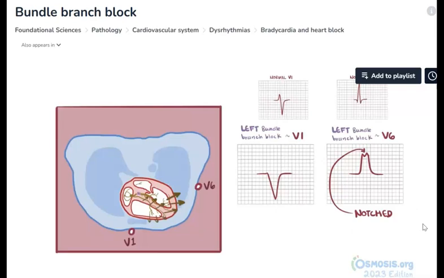So when it's all said and done, V1 usually has a QS or a little rs complex, QS meaning an absent R wave and little rs meaning a small R wave, either of which give it a W shape. On V6, the large notched R wave gives it an M shape.